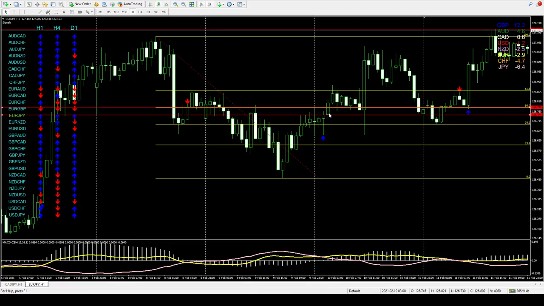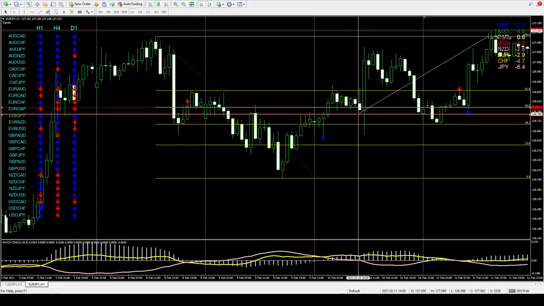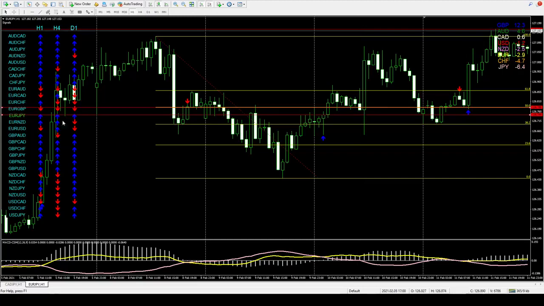That's why the valid entry here is the opening price of the next candle, which is 126.744. And actually, if you can see, this is a good trade because it is below 50 Fibonacci. And for a buy, you could make at least around 37 pips, and your TP would be hit the next day. So it's 37 pips for EURJPY.